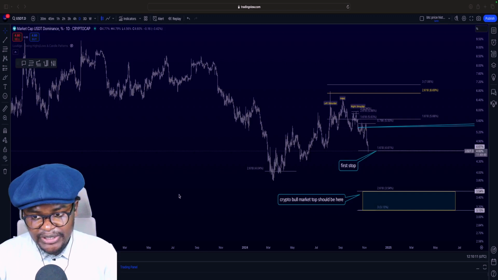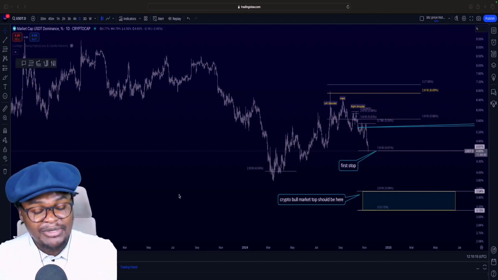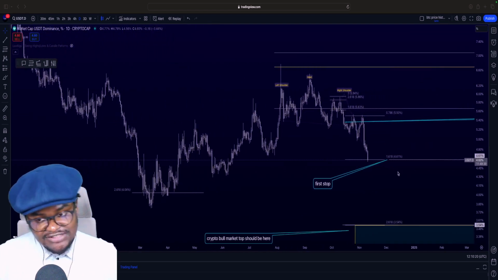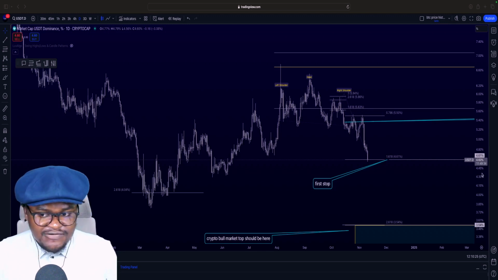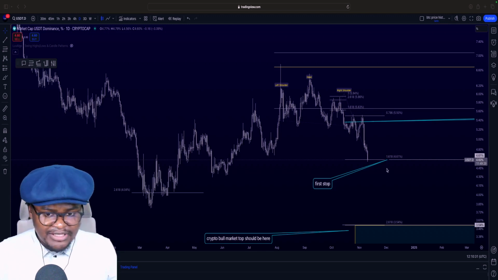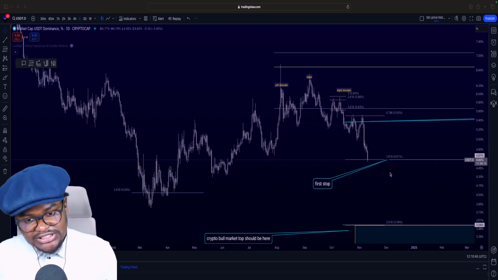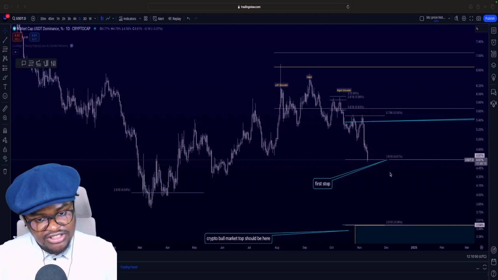Today we're just going to do a quick revision of where we are, where we are most likely headed, and what's happening now. As we can see from here, USDT dominance has finally come to the first stop. You might be wondering why this first stop is so important. Well, this first stop proves that we are still in a downtrend for USDT dominance, and a downtrend on USDT dominance means an uptrend on BTC and the rest of crypto.